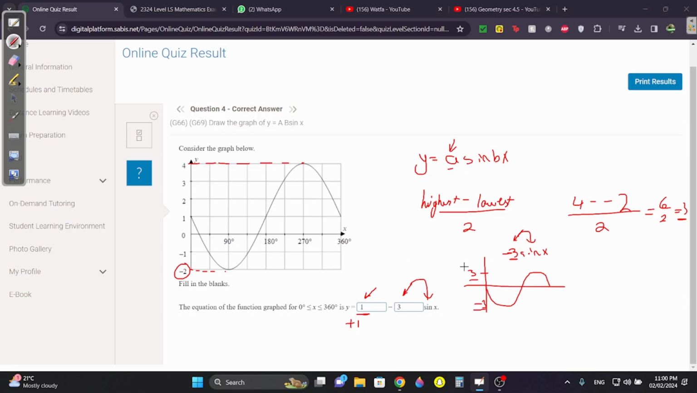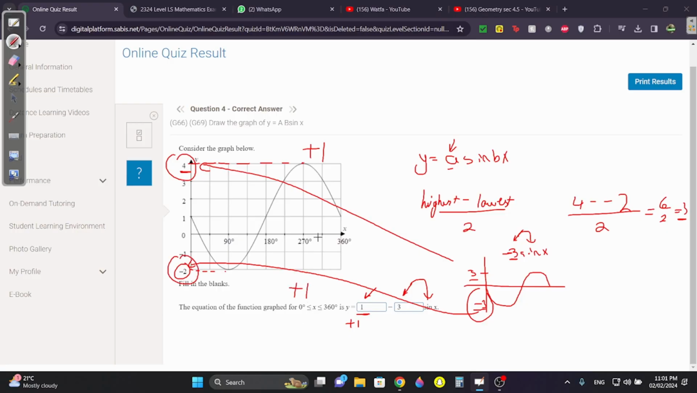What happened? This 3 to go to 4, right? It was supposed to be 3. What changed? It went up to 4 by 1 unit. So it's plus 1. And if you check, the lowest point is supposed to be negative 3. What's the lowest point? Negative 2. So it went up plus 1. That means you're shifting the whole graph up by plus 1. If you get what I'm trying to say.